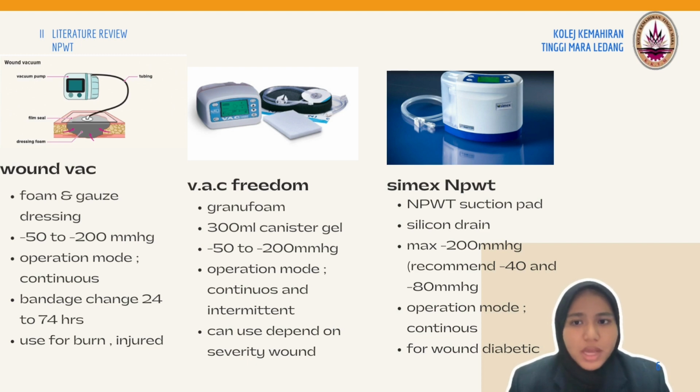Next is VAC Freedom. VAC Freedom uses granule foam and a 300 ml canister gel. The pressure that the device uses is negative 15 to negative 200 mmHg. Operation mode is continuous and intermittent, and this device can be used depending on the severity of the wound. Last, Siemens NPWT. The Siemens uses an NPWT suction pad with silicone drain. The maximum this device can supply is negative 200 mmHg, but it is recommended to use around negative 14 to negative 18 mmHg. Operation mode is continuous, and this device is suitable for diabetic wounds.